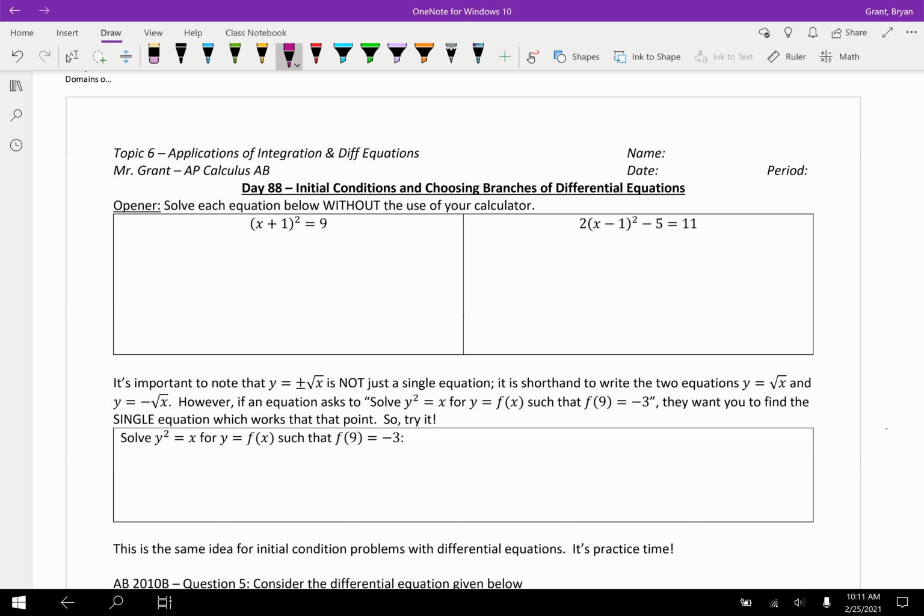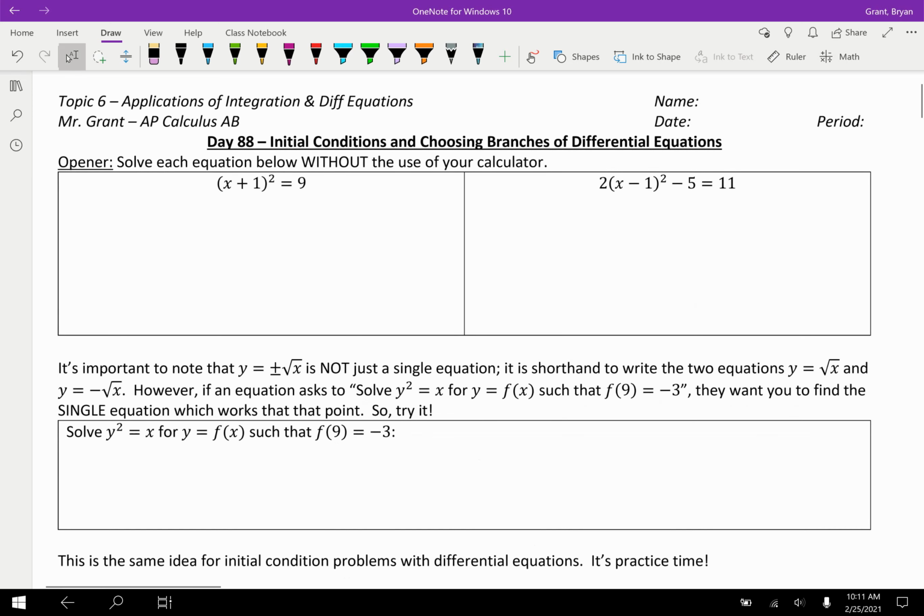But yeah, let's finish off Topic 6. This builds directly off of day 87, where day 87 was all about solving separable differential equations. If you haven't watched that one or you don't feel confident, you really need to be good with that before you do this lesson, because this lesson is more solving differential equations, but we have a couple new elements that will be introduced. So let's go back to Algebra 1 for your opener, please, and go ahead and solve the two problems that are up there without a calculator, if at all possible.